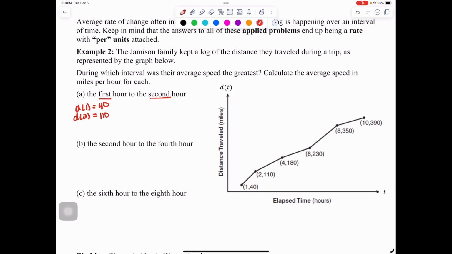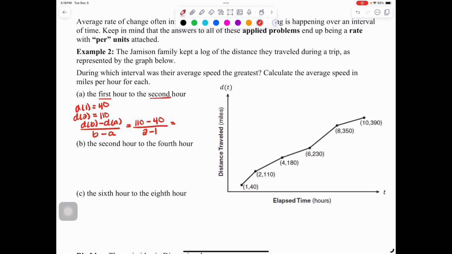So then we will use our formula, d of b minus d of a over b minus a. So d of b was the 110. D of a was the 40. And then b minus a would be 2 minus 1.